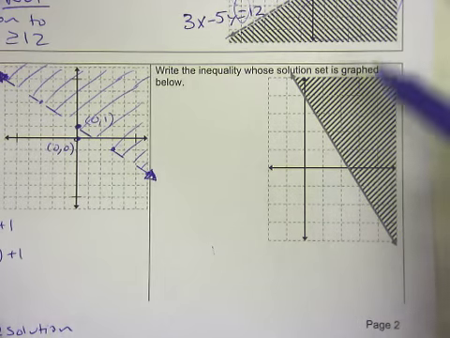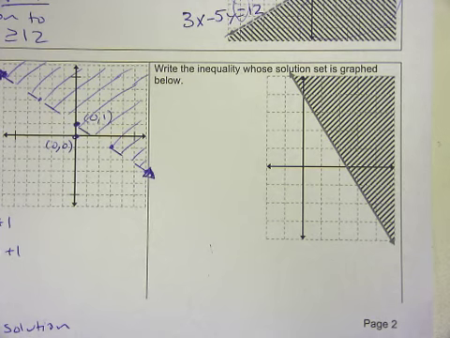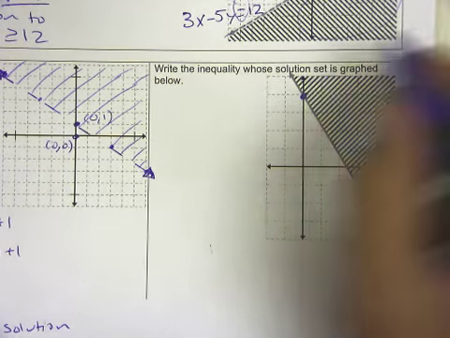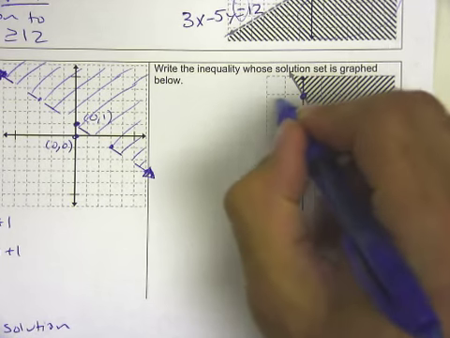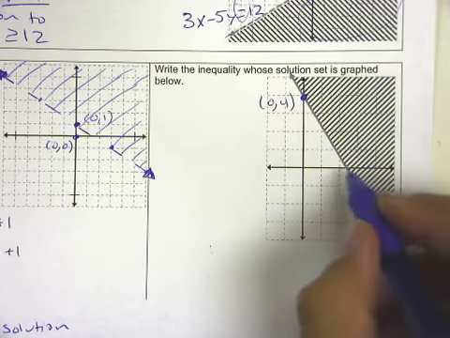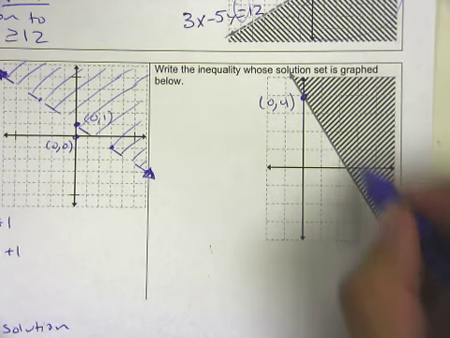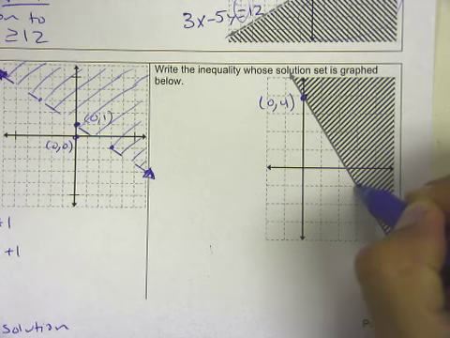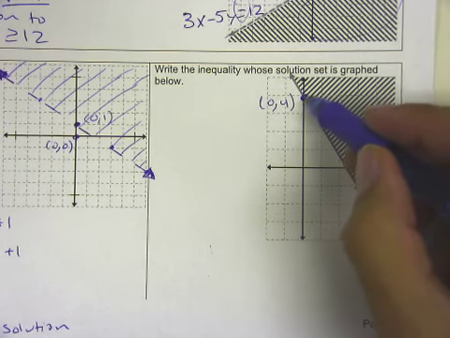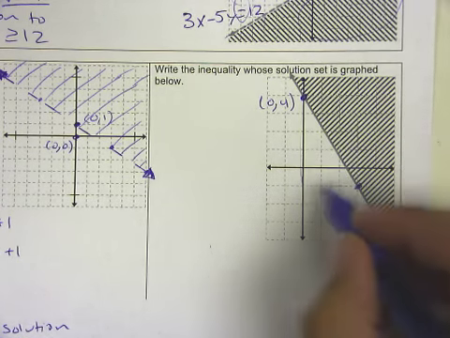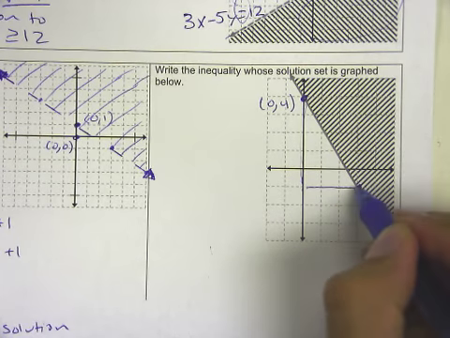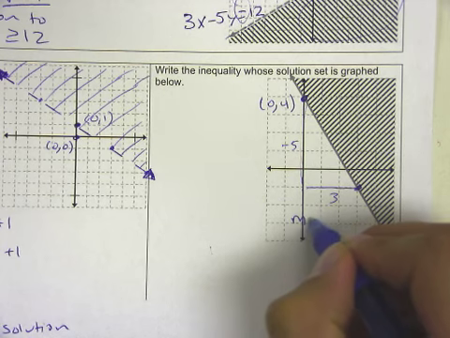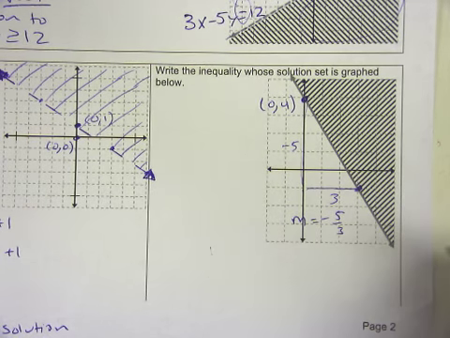All right, one last little thing to look at here. Write the inequality whose solution set is graphed below. Our boundary here has a y-intercept of 4, and it has a rate of change of down by 5, right by 3. So our slope is negative 5/3.